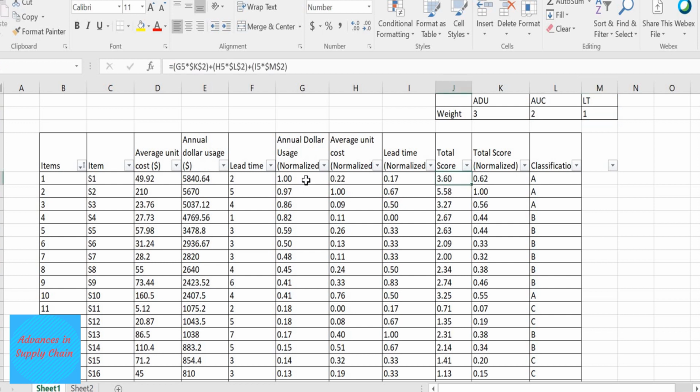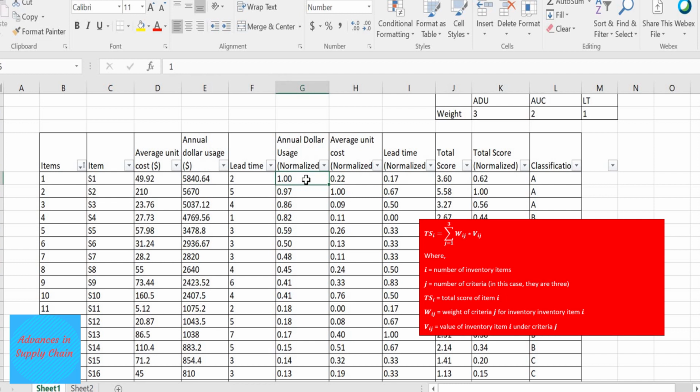To come up with a total score for each item, I'm going to multiply the score of annual dollar usage with the weight of annual dollar usage, then add average unit cost times the average unit cost weight, plus lead time times the lead time weight. You can see here G times K, H times L, I times M. That gives me a total score for each inventory item on these three criteria.